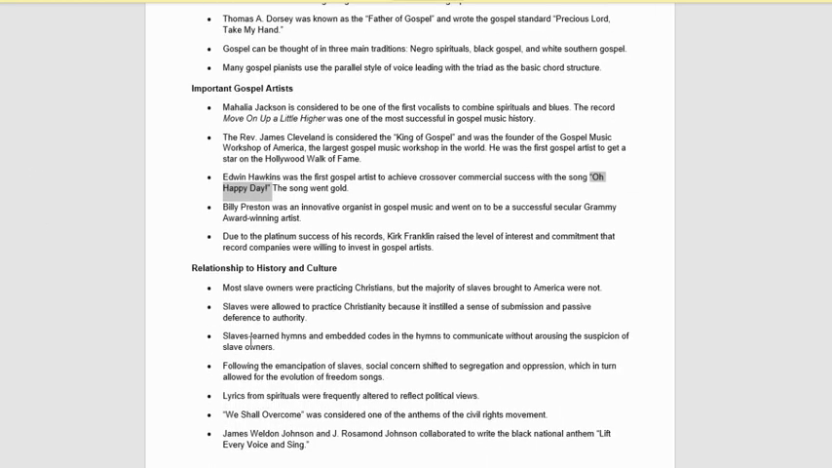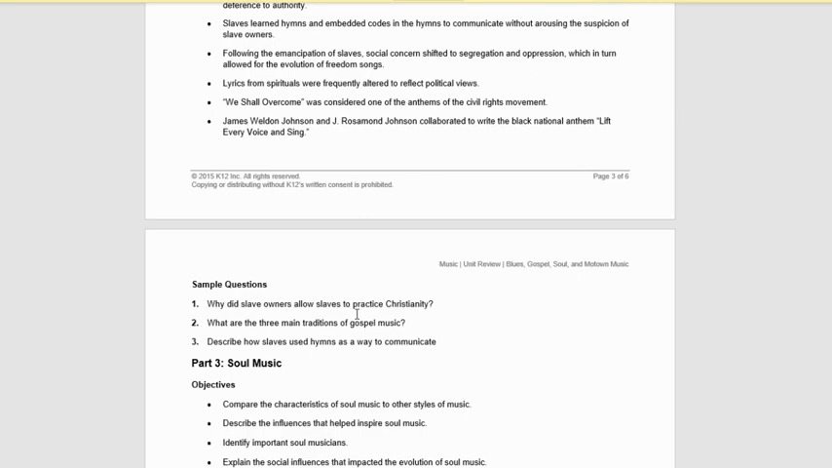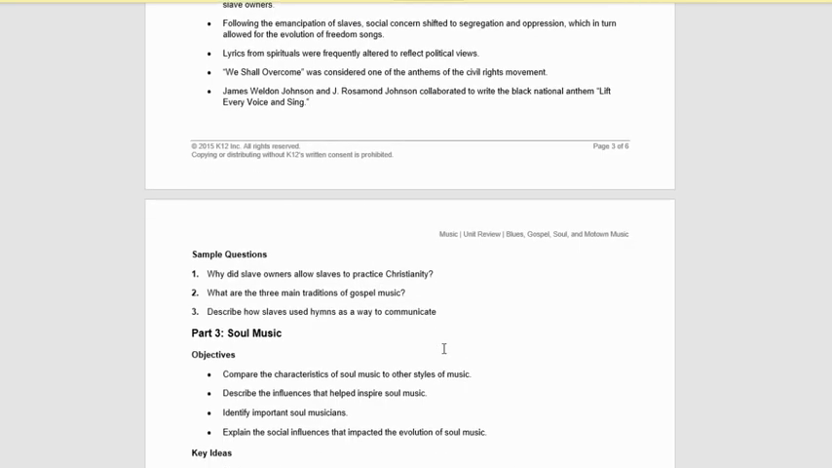All right, and then we have the relationship to history and culture here. Okay, we talked about some of these also. We talked about We Shall Overcome, and Lift Every Voice and Sing. We listened to both of those and talked about the importance of the motivation behind writing that music. So read about that. Here are some sample questions about gospel music.